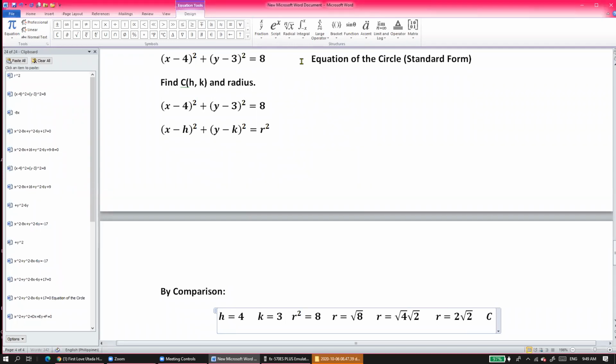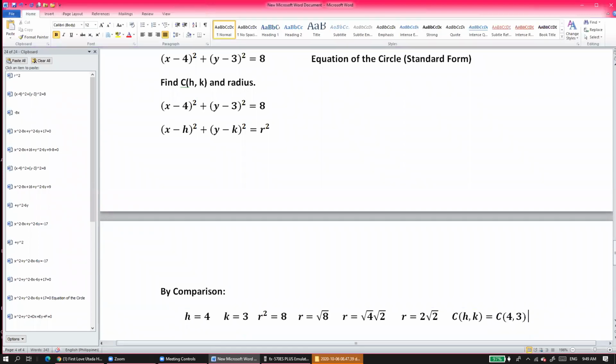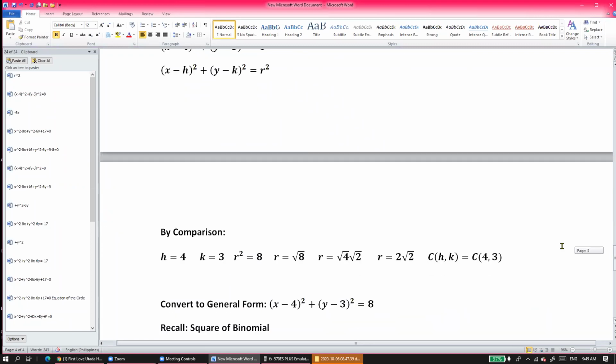Siyempre, finally, ito ngayon ang center ng ating circle. HK is equal to center. 4 and 3 ang mga coordinates. Yan. So nahanap natin, ganyan lang kasimple ang mga hinahanap natin. So itatanong yan possibly sa board. Ito yung unang sagot natin. Ito yung center ng bilog. At ito naman yung radius ng ating circle. 2 square root of 2 ang ating sagot.